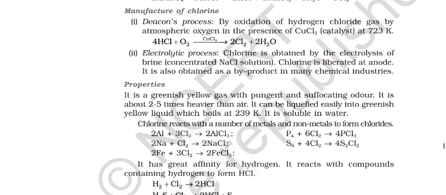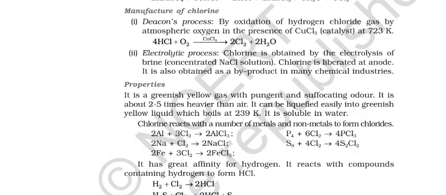Second process, by oxidizing of hydrogen chloride gas by atmospheric oxidation in the presence of CuCl2 at 723 Kelvin. Electrolytic process: chlorine is obtained by the electrolysis of brine. Chlorine is liberated at the anode. It is also obtained as a byproduct in many chemical industries.